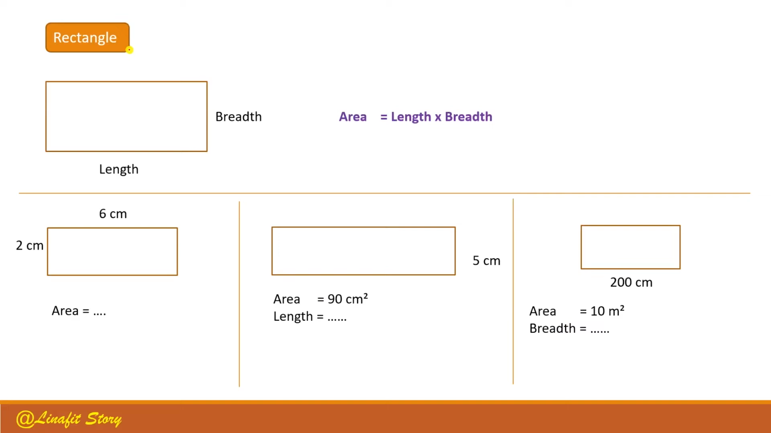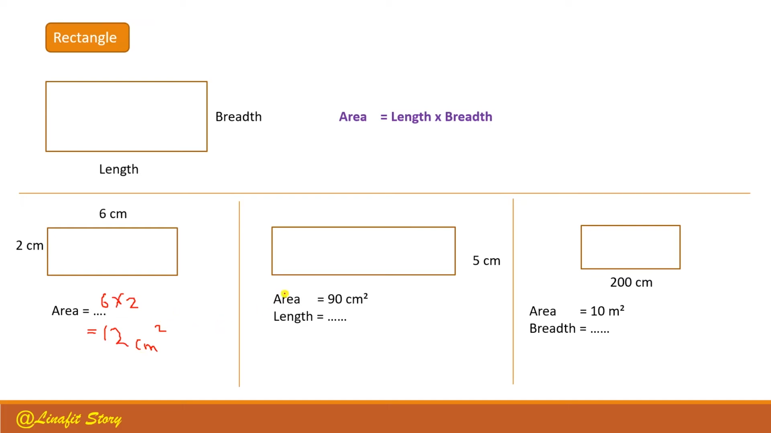To find the area of a rectangle is length times breadth. So for example, if the length is 6 and the breadth is 2 cm, find the area. Length times breadth, so 6 cm times 2 cm is equal to 12 square cm. The length and the breadth are in cm, so the area is shown in square cm.